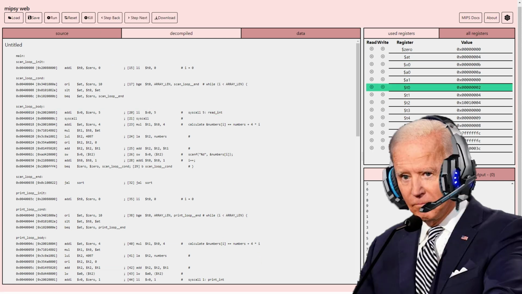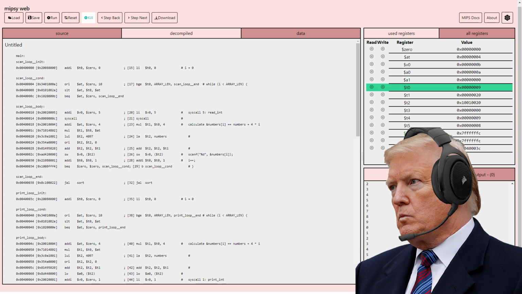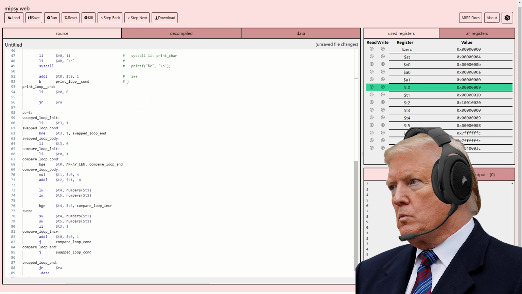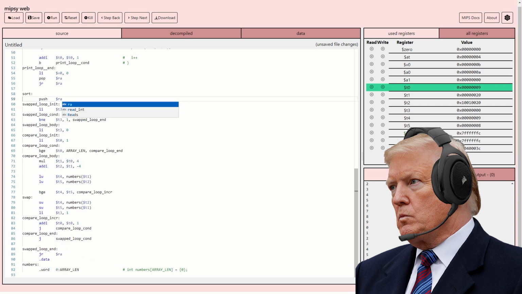Hey, why is this going forever? This is taking almost as long as Donald does in the toilet after Taco Bell. Joe, you monkey, you need to push and pop the return address RA from the stack frame to go back to your function. Even a blind person can see that.